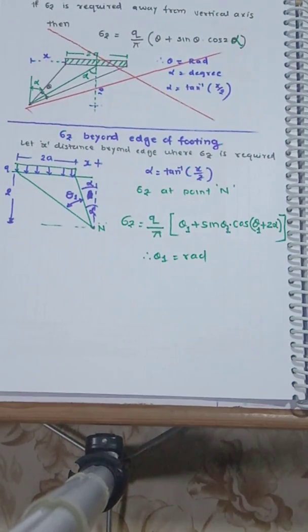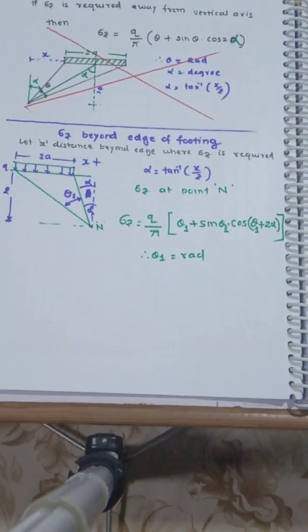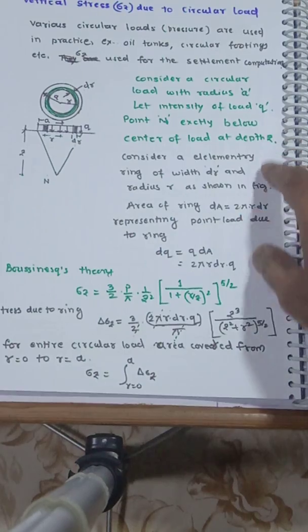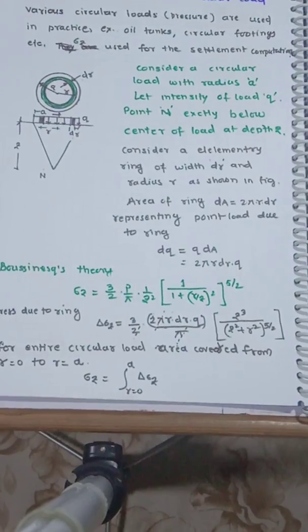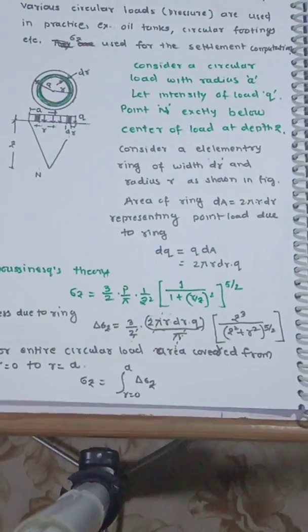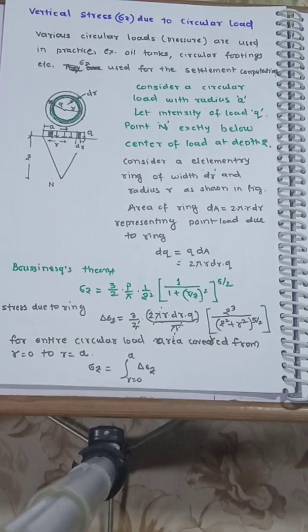First was the infinite, and second one is the finite line load. Now we'll go to another shape of the loading, which is also very important in practice. So, vertical stress due to the circular load. Various circular loads or their pressures are used in practice, just like oil tanks or any tanks, naphtha tanks, circular footings, or the silos.